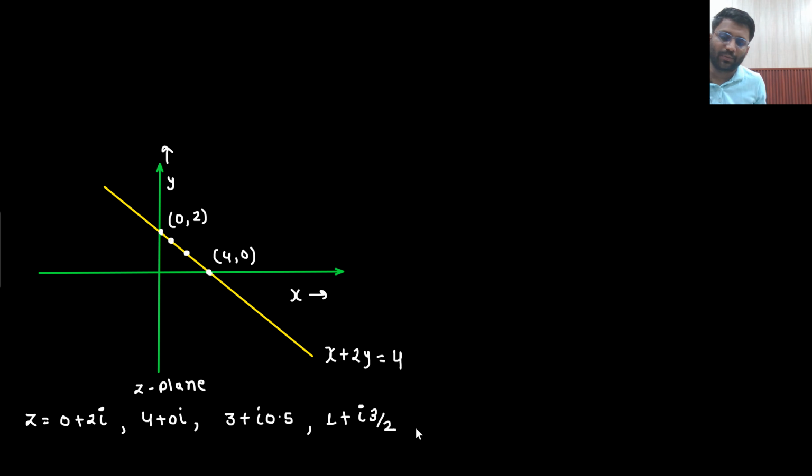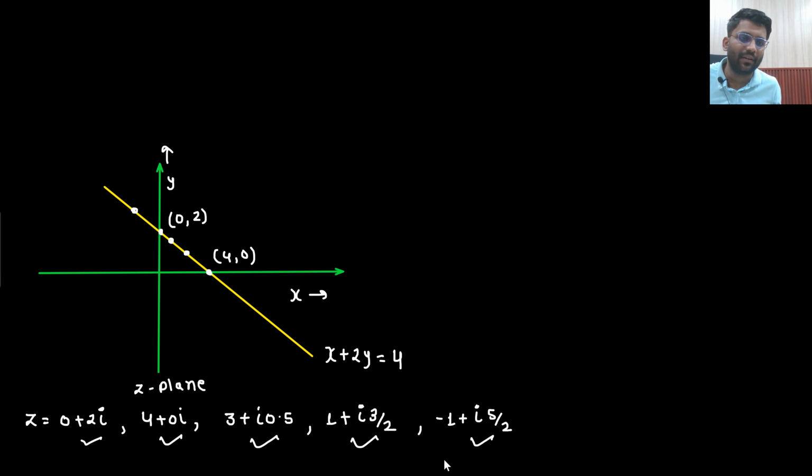Right? Let's take x equals to minus 1. If I put x equals to minus 1, then what will be the value of y? Value of y will be 5 by 2. So, x equals to minus 1, value of y 5 by 2. So, all these points are lying on this line. This point is also lying, this point is also lying, this point is also lying. So, all these points are lying on this particular plane. I should not say plane, sorry. All these points are lying on this particular line.